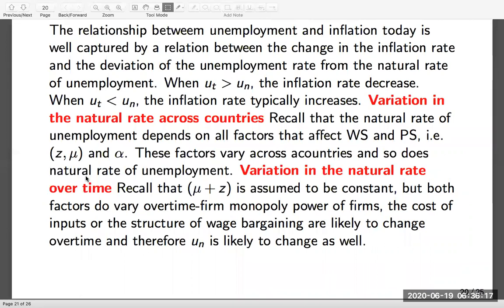For countries like China, for example, there is now so much innovation that firms can change things and have different markups over time. So those are the reasons why your natural rate of unemployment might vary over time.